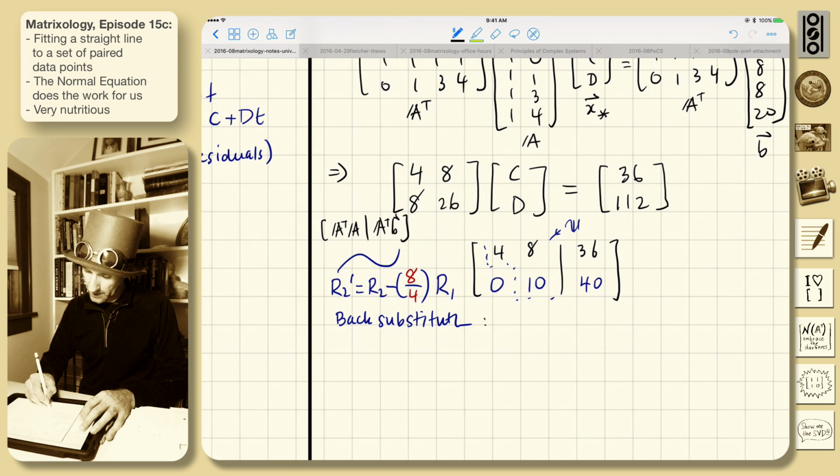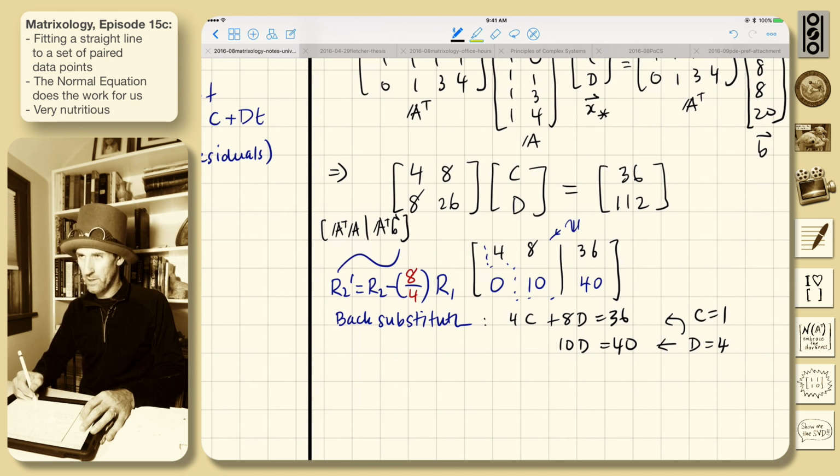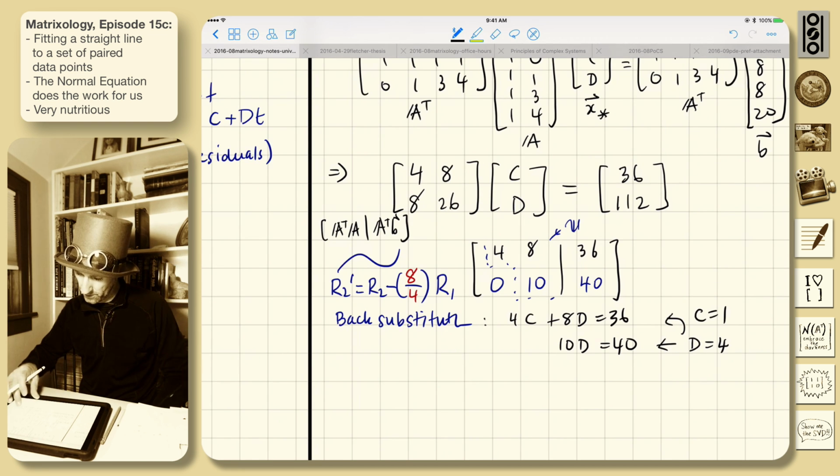Okay, so if we do that, then we get 10 times d equals 40. Let's get the equations out. 4c plus 8d equals 36, and then 10d equals 40. So we operate on this one first. This gives us that d equals 4, and then we can substitute into here, and it gives us c equals 1. 8 times 4 is 32, 36 minus 32 is 4, 4c equals 4, c equals 1. Okay, so that's our solution.